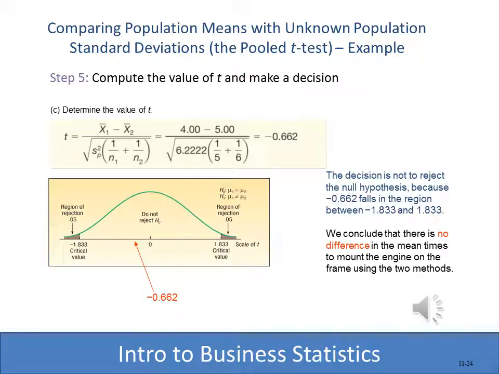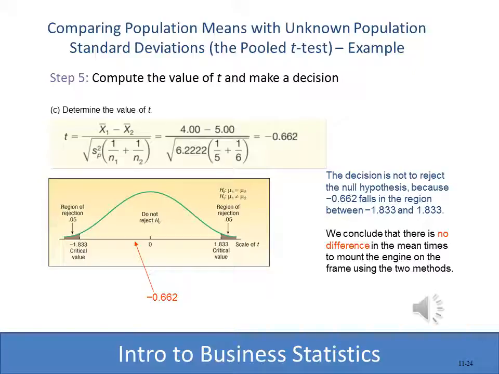So again, computing the t-score manually, once I have the pooled sample standard deviations, I can go ahead and compute the t. We have x bar 1 minus x bar 2 divided by the square root of the pooled sample standard deviations times 1 over the sample size of 1 plus 1 divided by the sample size of 2. Anyway, once we've done that longhand, we end up with a t-score of negative 0.662.